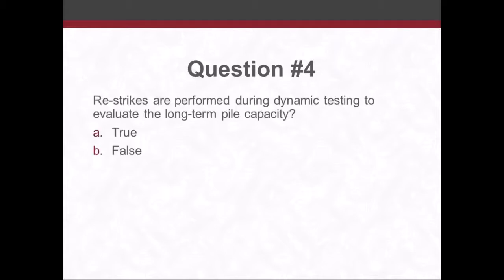All right, you can continue with the presentation, please. All right, question number 4. Restrikes are performed during dynamic testing to evaluate the long-term pile capacity. That is true.